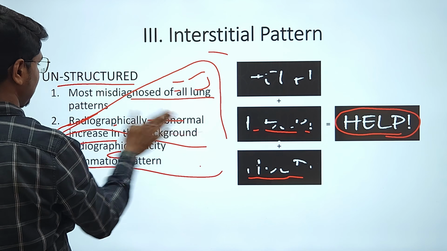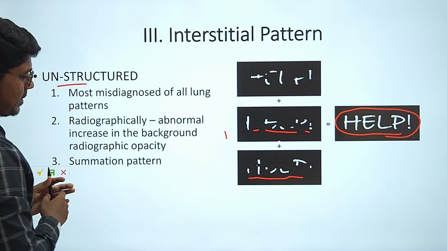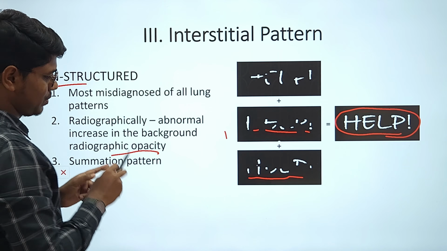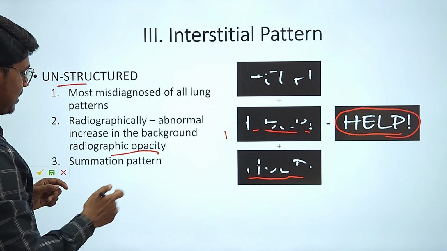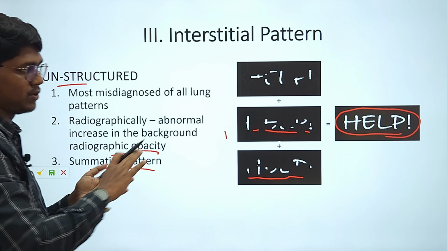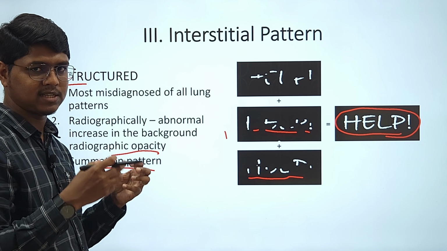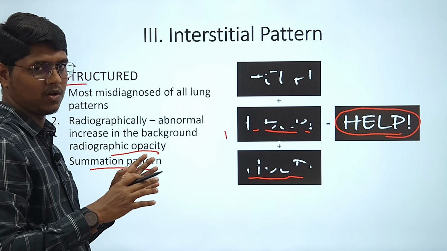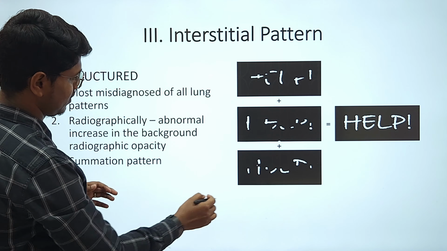Radiographically, what you will find is an abnormal increase in the background radiographic opacity, but this opacity is less than that of the alveolar pattern. And the summation effect, I just explained what the summation effect is. So the signs that are visible on radiography may not necessarily be exactly present in the lung, it might be something different. Now let us see some radiographs.